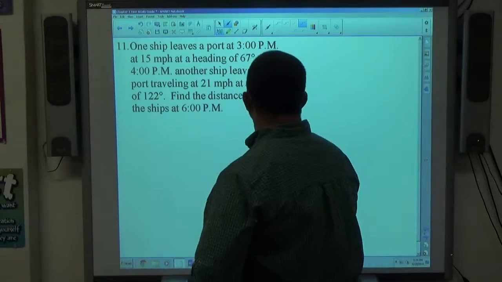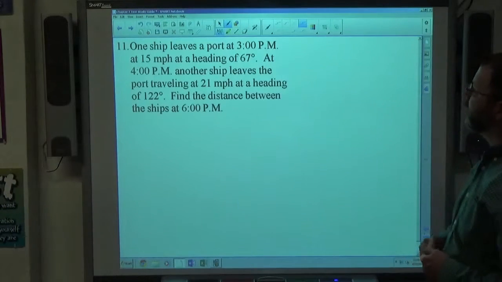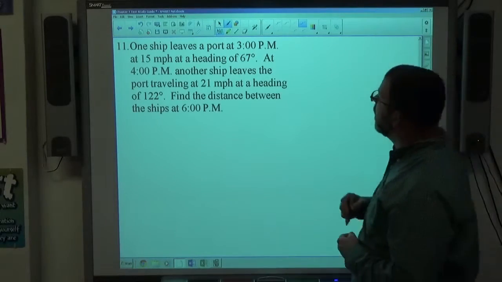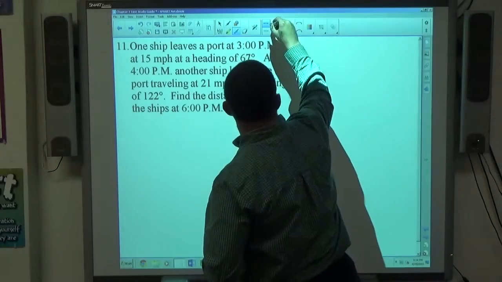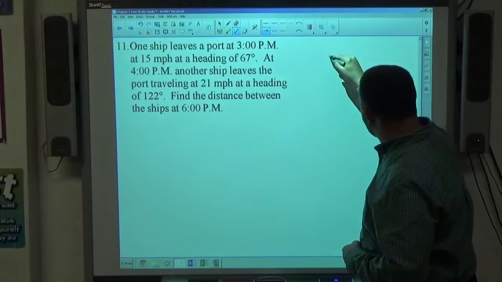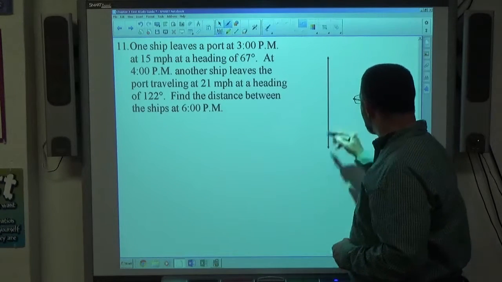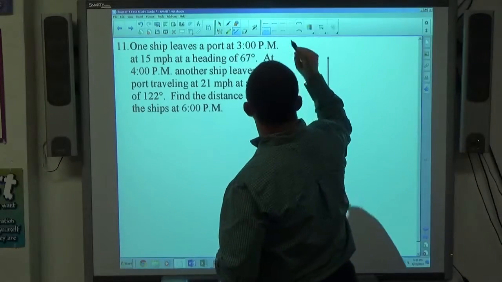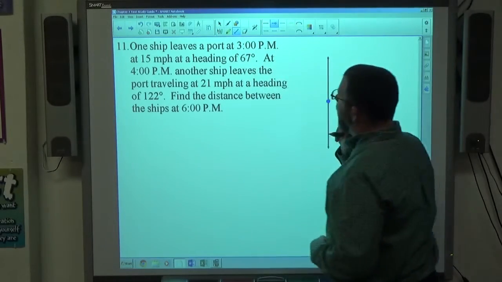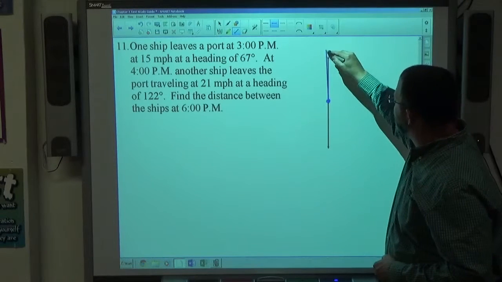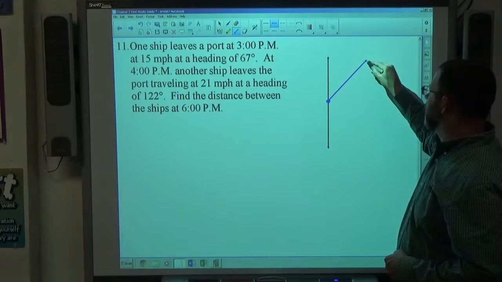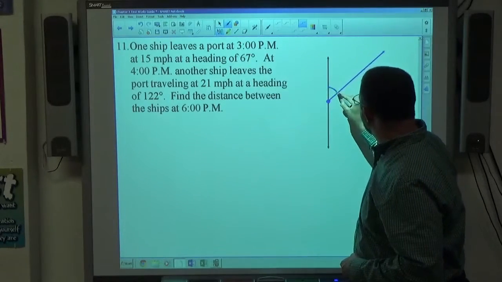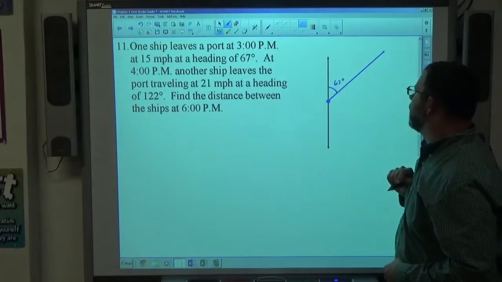11. One ship leaves the port at 3 p.m. at a heading of 67 degrees. At 4 p.m. another ship leaves the port traveling at 21 miles per hour at a heading of 122 degrees. If I were to draw this, let's say I put a north and south line right here, and let's put the port along the north and south line somewhere. Ship A is leaving the port at a heading of 67 degrees. So 0 degrees is straight up, and 67 degrees is going to be going this direction. The 67 degree angle is measured from the north-south line to the vector clockwise.